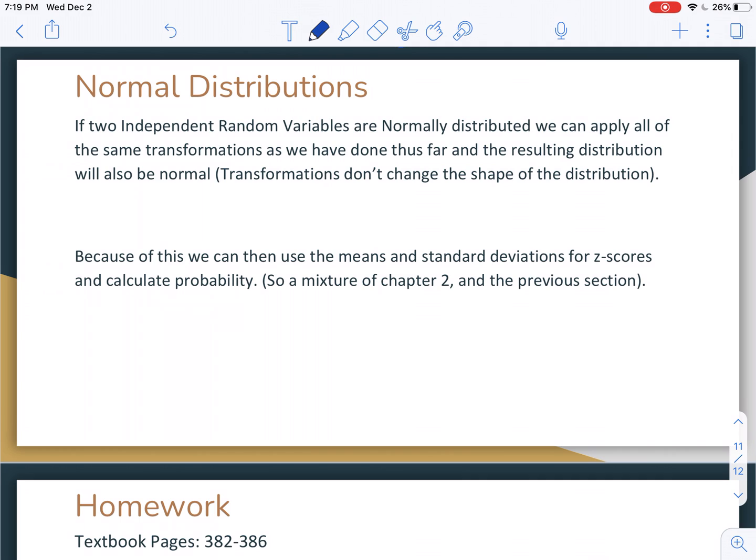So then when you're going through, you can use the means and the standard deviations for z-scores, and then you can calculate probabilities. Figuring out what those means and standard deviations are follows the exact same rules that we just applied here. Any transformation that you apply to it, when you add them to figure out your mean, you'll add your two means. To figure out your standard deviation, you'll calculate your variance. You'll combine your two variances, and then you'll take the square root of that to get your standard deviation.